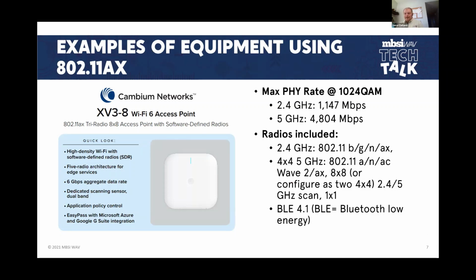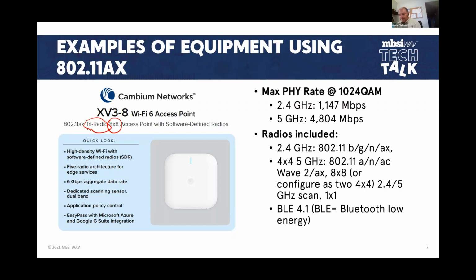So let's take a look at a sample 802.11ax access point. This is Cambium's XV3-8 Wi-Fi 6 access point. It's a tri-radio, 8x8 MIMO access point with software-defined radios. This is really common. All the manufacturers that are building 802.11ax products have this type of architecture in their devices. Just look at this feature list. Who ever heard of such a thing, right?